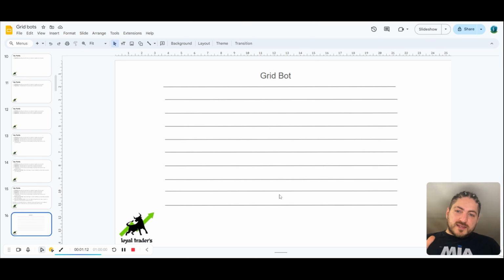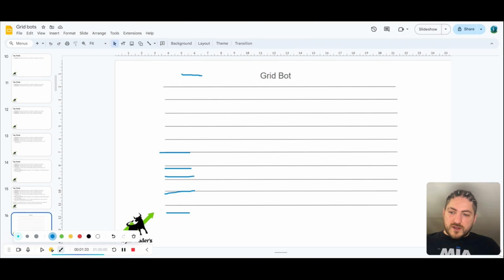So this is a grid bot. Obviously in the real scenario when we go on to Bitsgap it's going to look a bit different, but it's going to give you an idea of what it actually is and how it operates. So you're going to have the grid range, which is the length of it, and then you're going to have multiple lines within the grid range. Now let me just clear these out first.